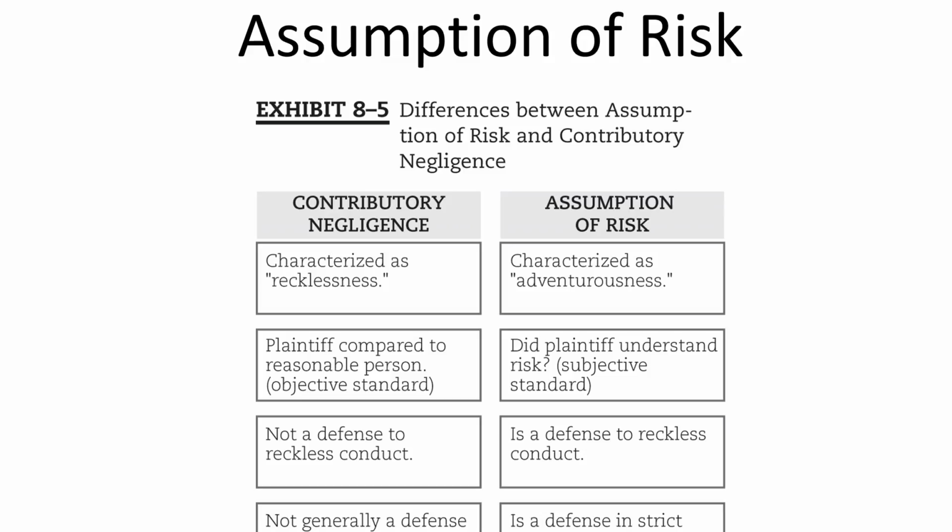adventurous. Contributory negligence is based off an objective standard. So the plaintiff's behavior is going to be compared to that of our good friend, the reasonable person, the reasonably prudent person. So it's an objective standard, whereas assumption of risk will be decided on a subjective standard. So did the plaintiff understand that risk based on the facts, the circumstances and the situation? Under contributory negligence, it's not a defense to reckless conduct, whereas on the other hand, assumption of risk is a defense to reckless conduct.